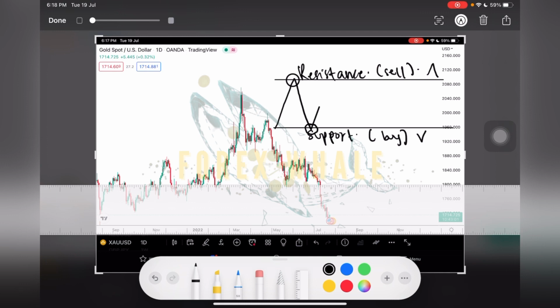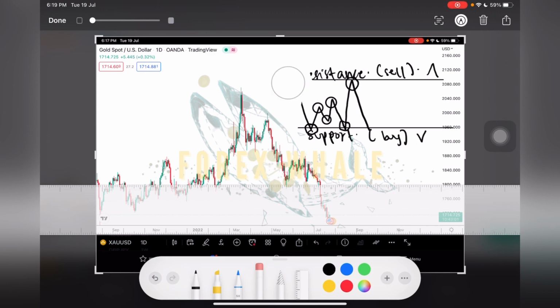Resistance will look something like an A. Resistance is a level where we're looking for a sell. Support will look something like a V, and we're looking for a buy opportunity. So the market will continue to create resistance and support in the charts. Something like this: this is your resistance, this is your support, resistance, and then you have your support, resistance, and so on. Very simple, very straightforward.